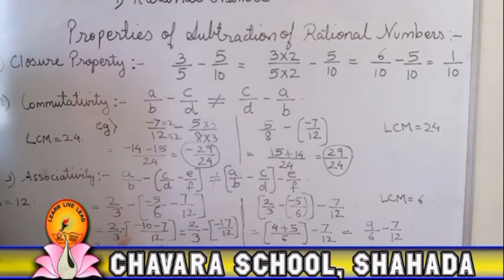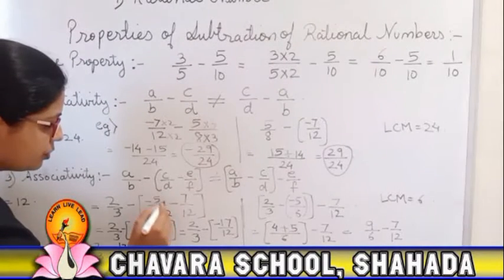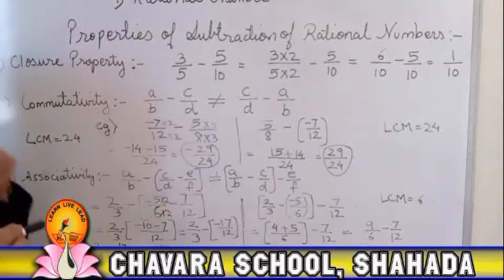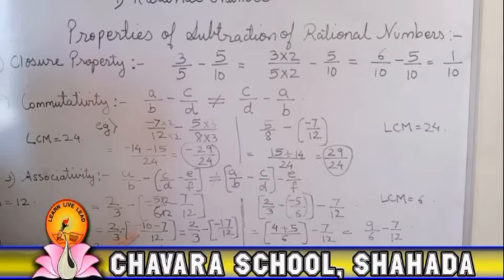Now, solving this, 2 upon 3 will remain as it is. Then minus, here for negative 5 upon 6, we multiply by 2, upside also 2, so we get negative 10 upon 12, and here 7 upon 12 is written as it is. Then the answer is 2 upon 3 as it is, and negative 17 upon 12. For the next step, negative negative will be positive, so it is 2 upon 3 plus 17 upon 12.